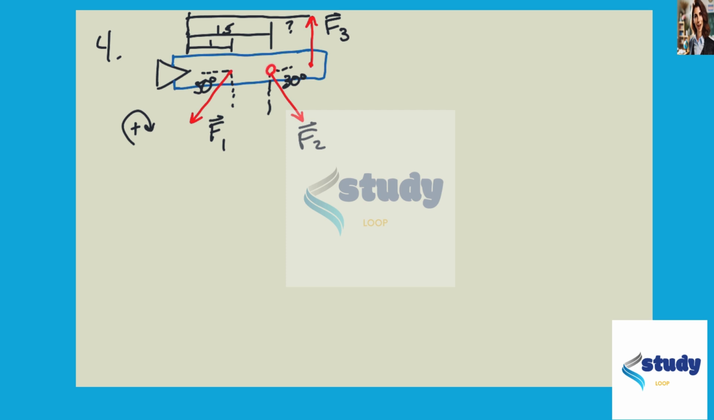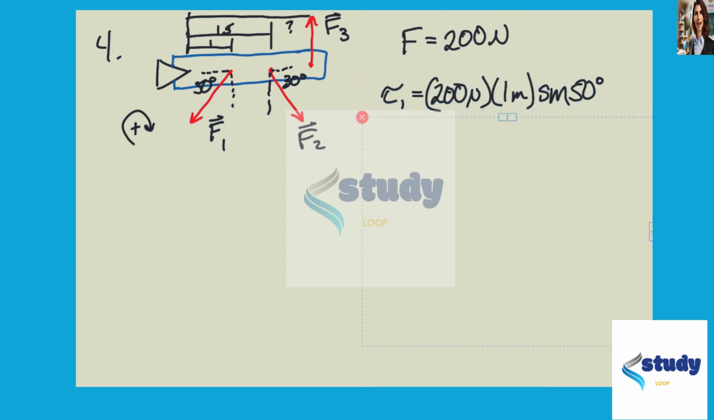The second load acts at a distance of 1.5 meters from the pivot point and makes an angle of 30 degrees from the positive x-axis. And the final load acts at some unknown distance, and it acts vertically or perpendicular to the center line of the beam. And we're asked to find what this distance is for this beam to remain in equilibrium.